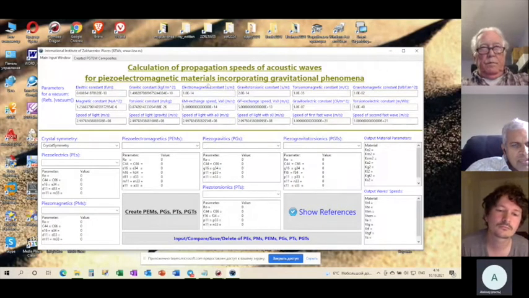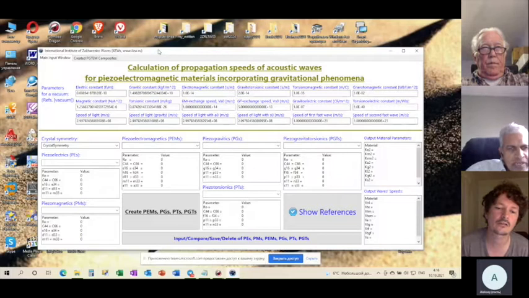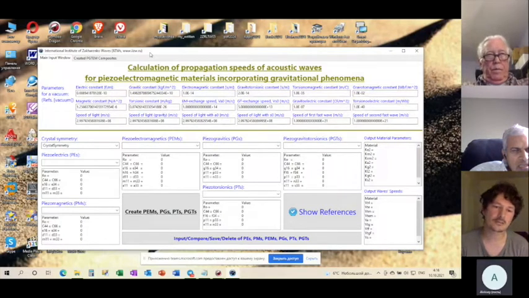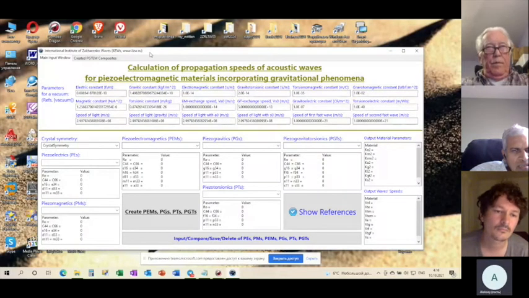This is the program I have written, I have created. Wow, that's really cool, that looks really great. This is my institution, the International Institute of Zakharenko Waves. I've been working for this institution already for several decades, and you can see a lot of data here.